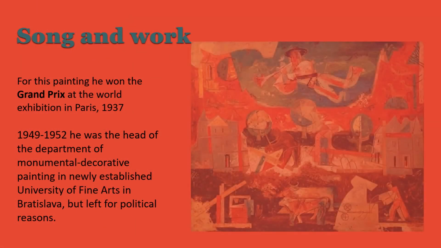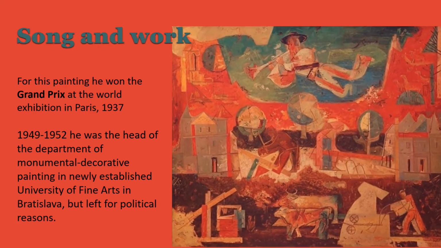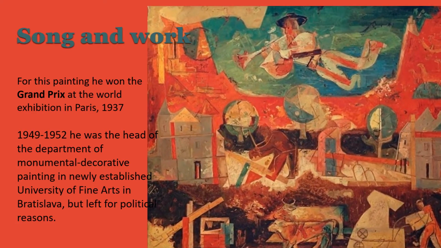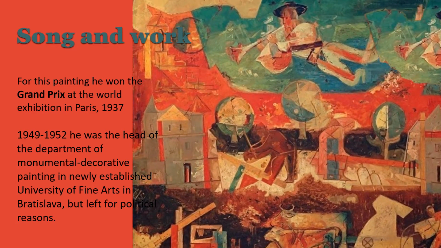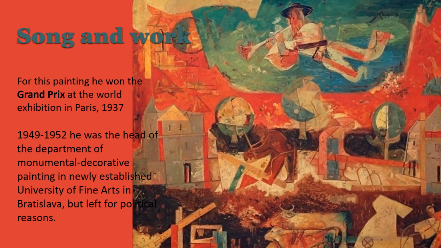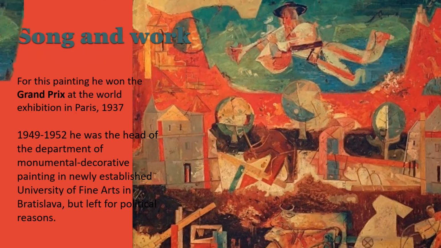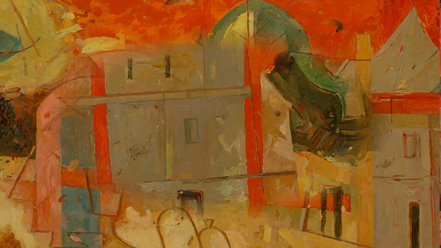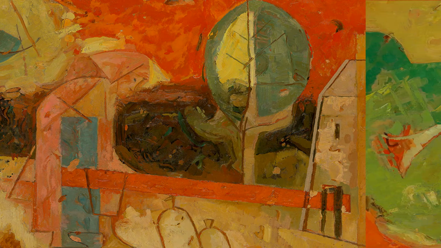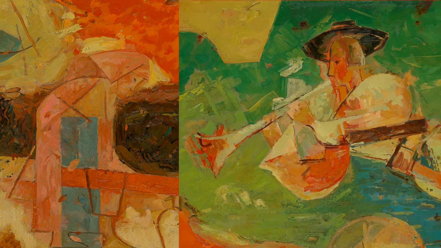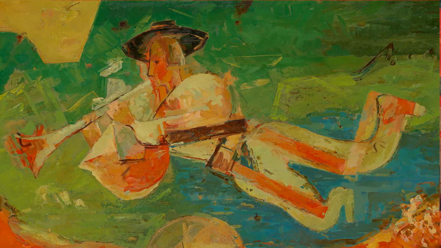From the mid-1930s, Fulla leaned toward the national myth. However, Fulla pushed this motif into modern painting statement. Song and Work. For this painting, he won the Grand Prix at the World Exhibition in Paris 1937. From 1949 till 1952, he was the head of the Department of Monumental Decorating at the newly established University of Fine Arts in Bratislava, but left for political reasons.